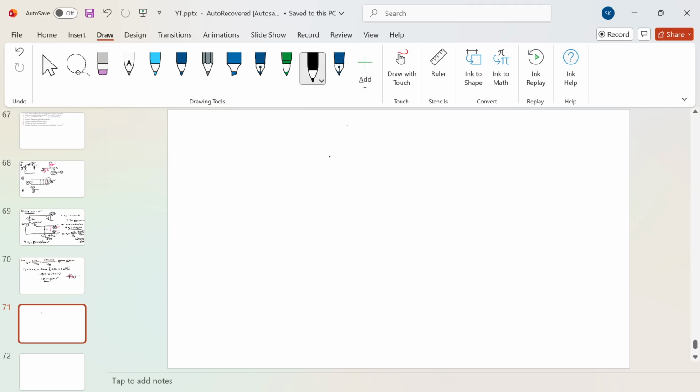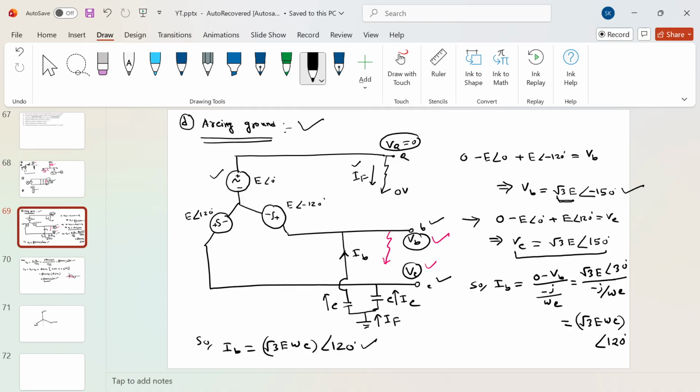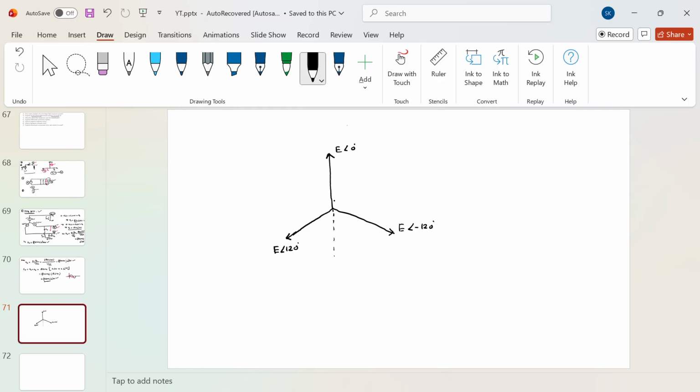Let's say this is my A phase, this is my B phase, this is my C phase. They are displaced by 120 degrees. So this is my E at an angle of 0, E at an angle of minus 120 degrees, E at an angle of 120 degrees. And we also observed that the VB voltage is root 3 E at an angle of minus 150 degrees.